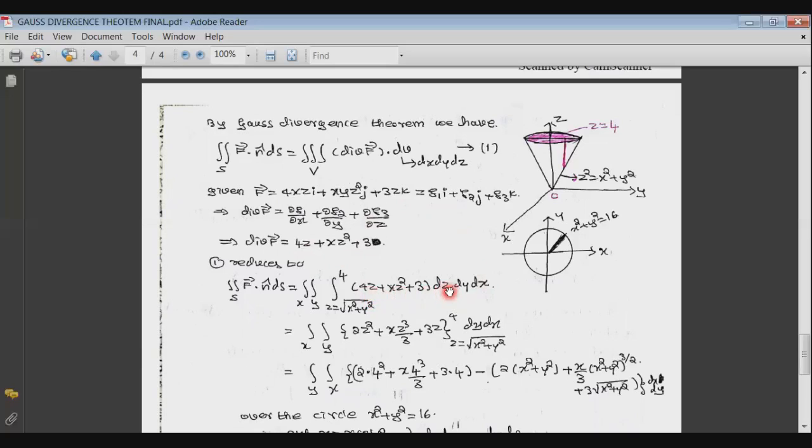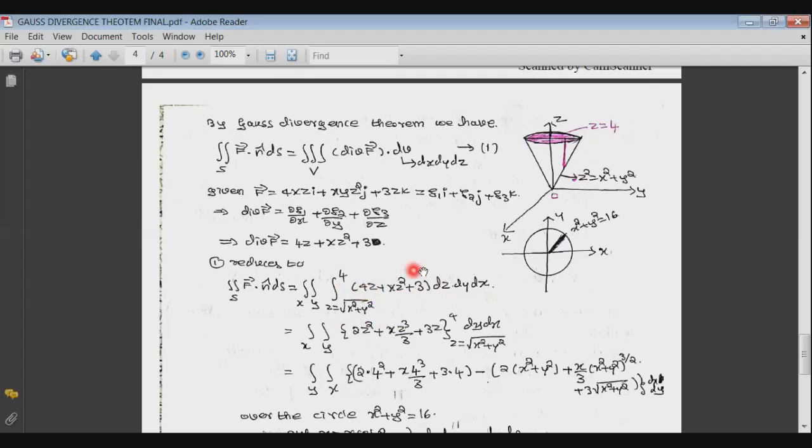First I will set the limits for z, and in this case the limits for z are very evident. If you take any point on this line, the z value is given by square root of x squared plus y squared, up to z equals 4. That's why we have taken the limits for z from square root of x squared plus y squared to 4.